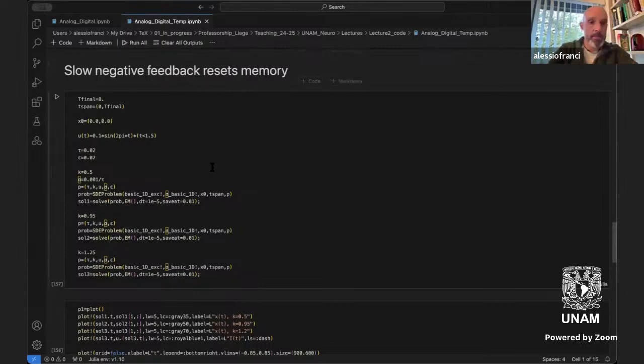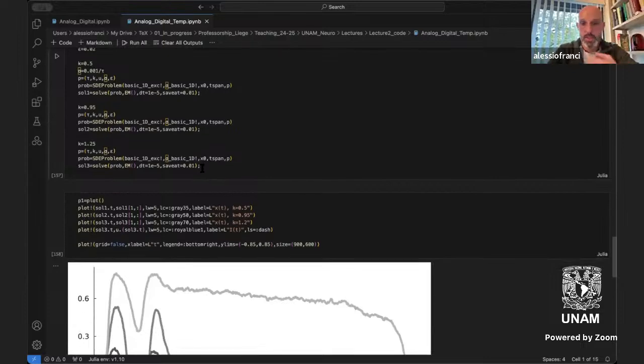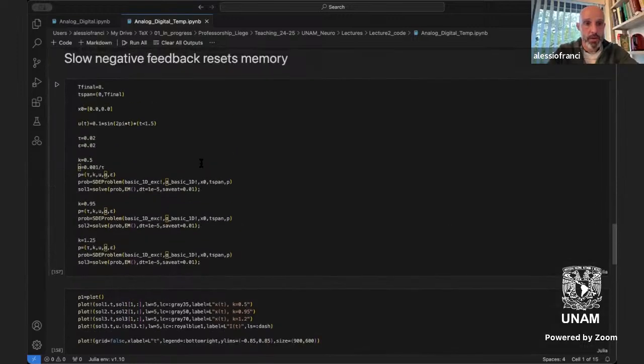Well, what happens, and I think this is something that you can understand with phase plane analysis very easily. So the model I'm simulating here is, well, I will go back to the slide to write down what are the equations. But first, let me show what happens if you take this model and include slow negative feedback.